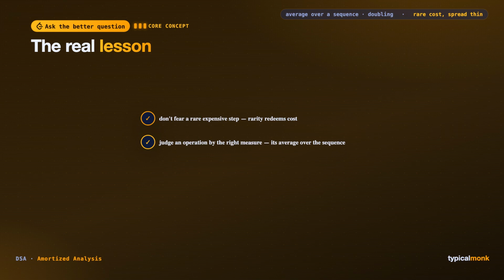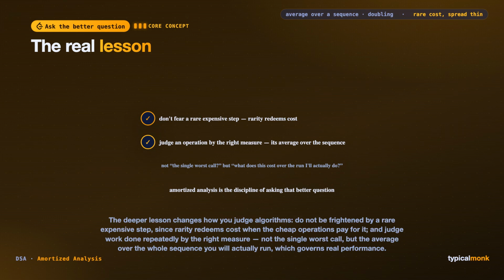Second, learn to judge an operation by the right measure. For work done repeatedly, the honest question is almost never, what is the single worst call? But what does this cost on average over the whole sequence I will actually run? That is the number that governs real performance. Amortized analysis is simply the discipline of asking that better question, and it reveals the true, everyday cost that a naive worst-case glance would hide from you. So the takeaway: do not fear a rare costly step. Judge an operation by its average over the whole sequence. That is how you see its real everyday cost.